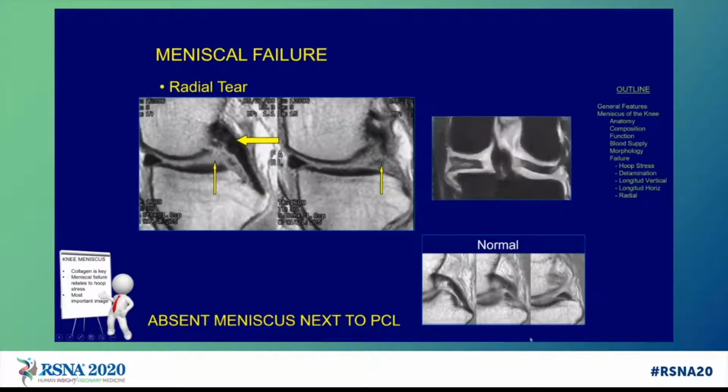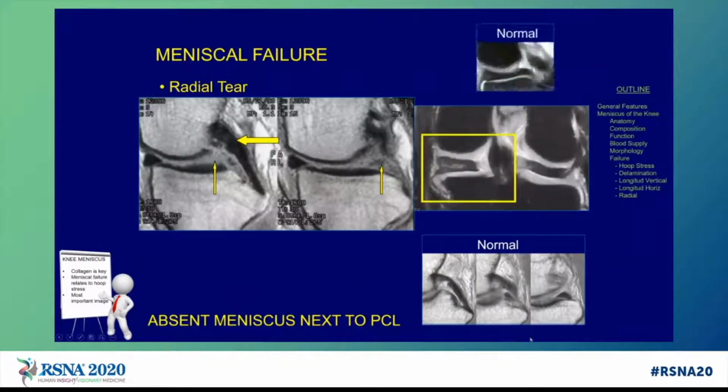What you are looking at should not surprise you. You're looking at a radial tear involving the inner portion of the posterior horn of the medial meniscus, producing a gap, as opposed to the normal situation where, in fact, the meniscus dives down as a posterior root ligament.